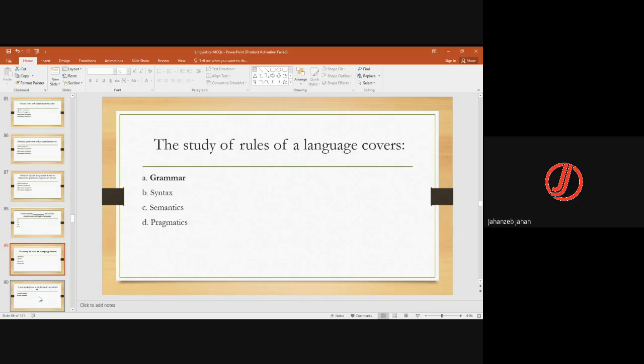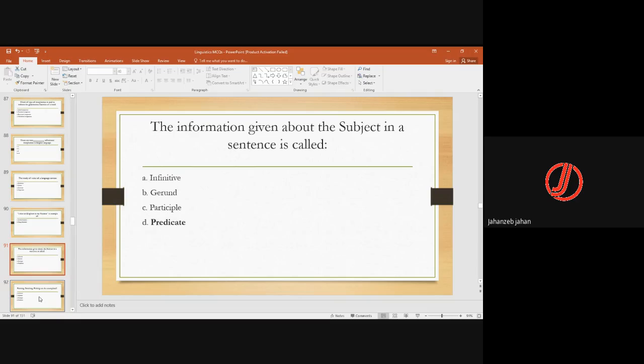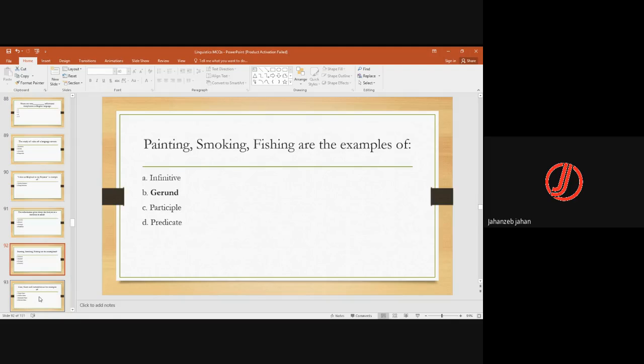The study of rules of language covers grammar. I shot an elephant in my pajamas. So it is an example of deep structure, because this sentence is giving us two meanings, whether I was in my pajamas when I shot an elephant or the elephant was there within my pajamas, so I shot it there. The information given about the subject in a sentence is called predicate. Predicate वो information है जो कि subject के साथ related है या वो देता है.